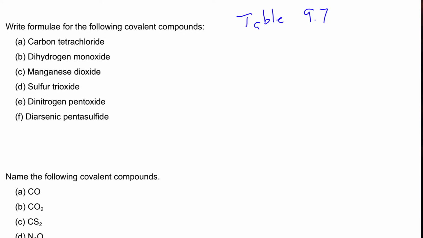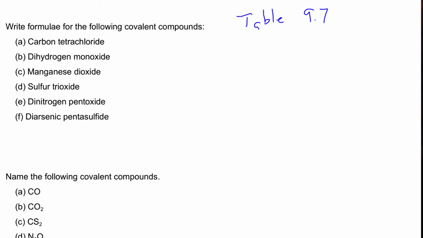And we also need to learn some of the other terminology that's used. For the first element in the compound, you write out its full name. For the second one, you write it as an ide, so chloride or oxide. So chloride would be chlorine, oxide would be oxygen. So let's take a look at a few examples here.